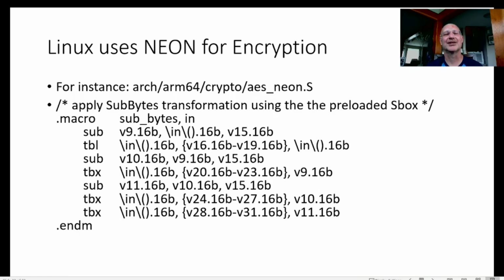And this one, because it's doing encryption, is looking at, for instance, the first one, v9.16b. So it's actually split the 128-bit register into 16 bytes. So it's actually doing 16 operations at once. The TBL and TBX for doing table lookups, which is handy, and then subtracting. So this is part of the AES cryptographic algorithm.